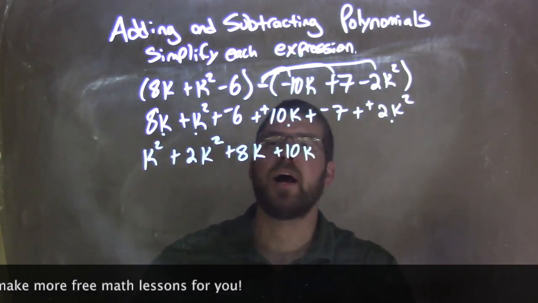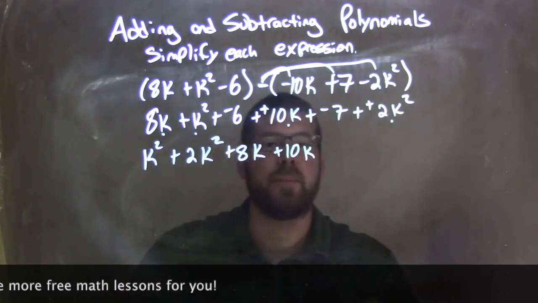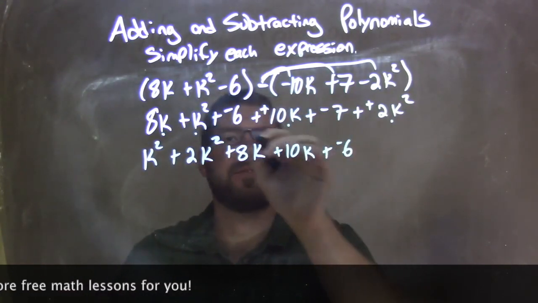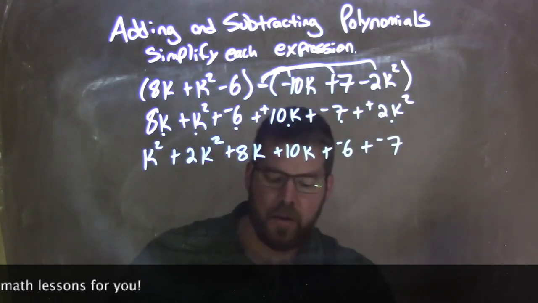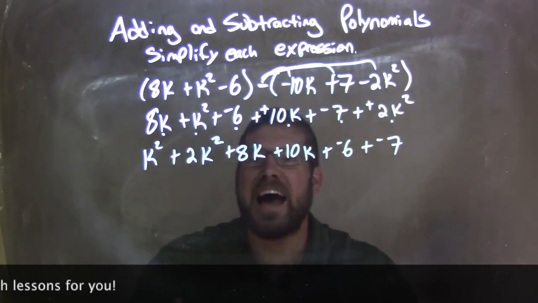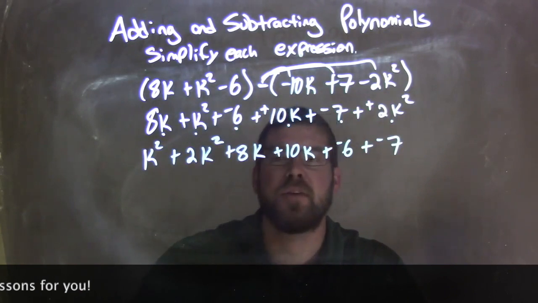Now I keep going. I have nothing else with k's, but I have my constants plus a negative 6 and plus a negative 7 right there. So now I brought my like terms together. Fantastic. All right, they're next to each other. So now let's go simplify.